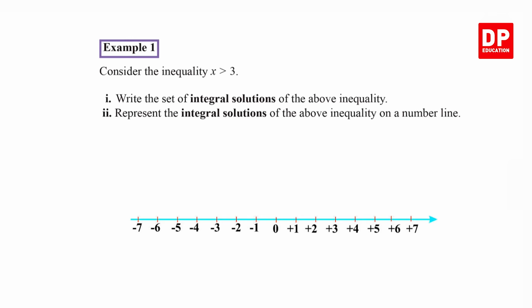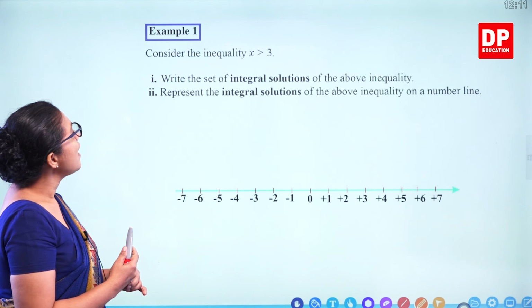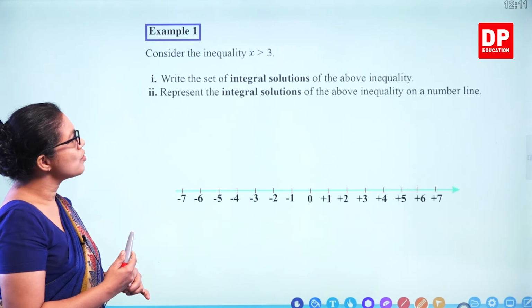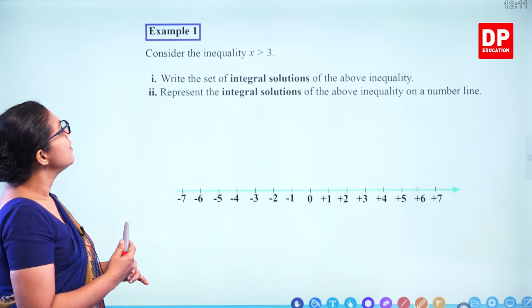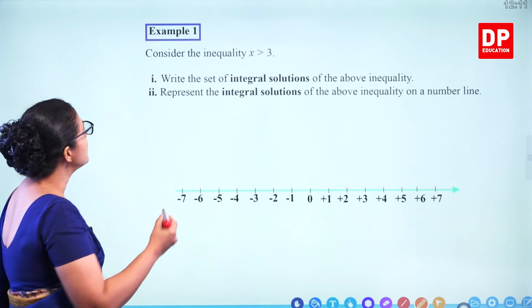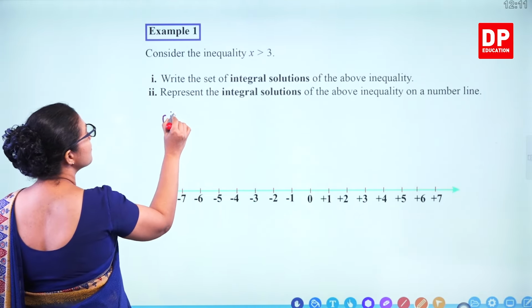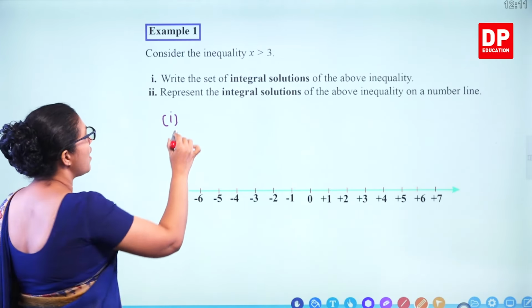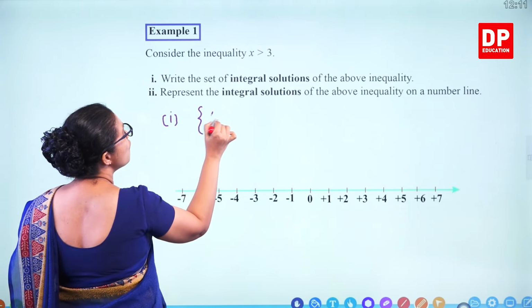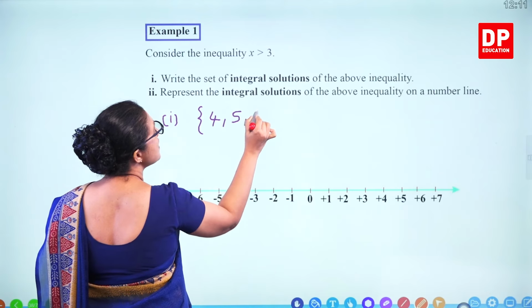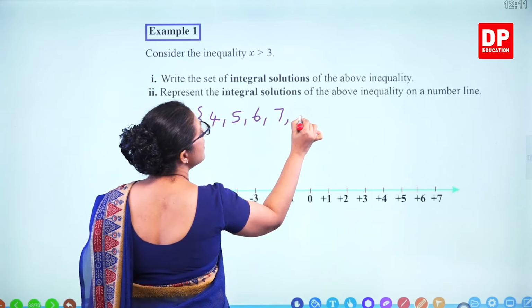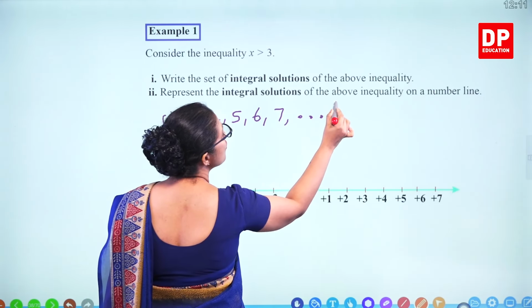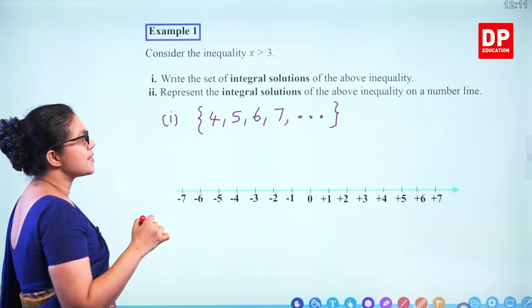These are the exercises and examples in your textbook. Consider the inequality x greater than 3. Write the set of integral solutions of the above inequality. So what are the numbers you can write? Greater than 3. 3 is not included. So I can write all the integers: 4, 5, 6, 7 like that. I can put 3 dots to represent all numbers.